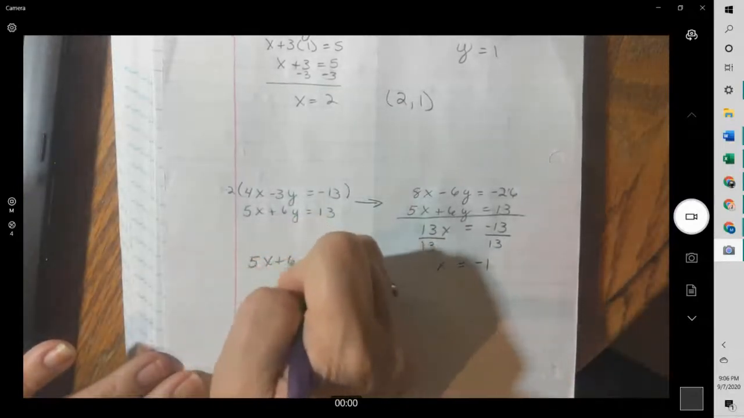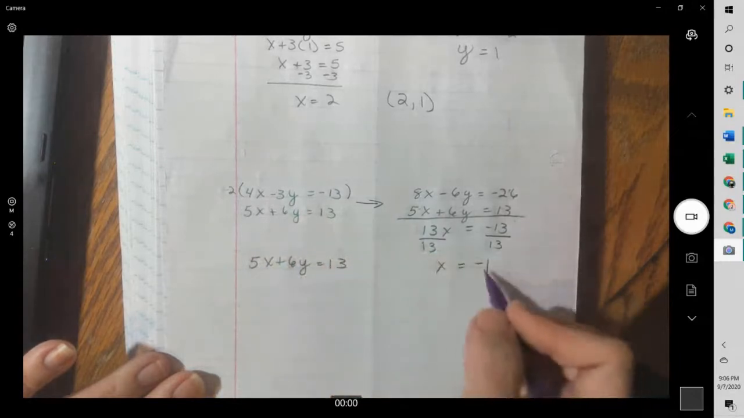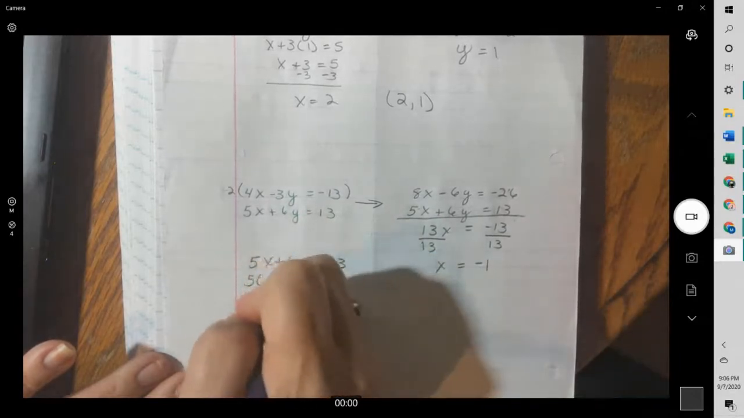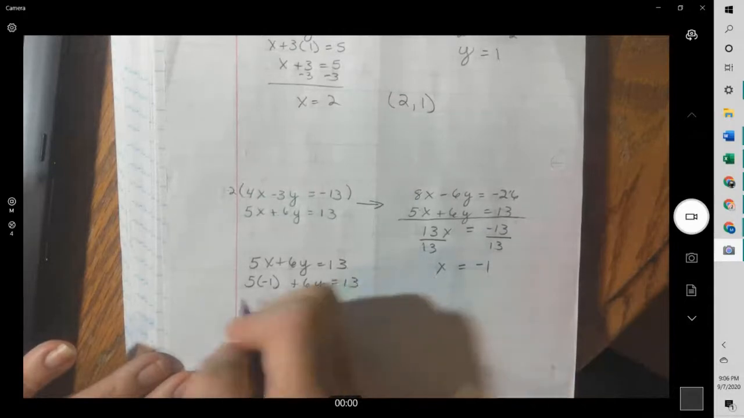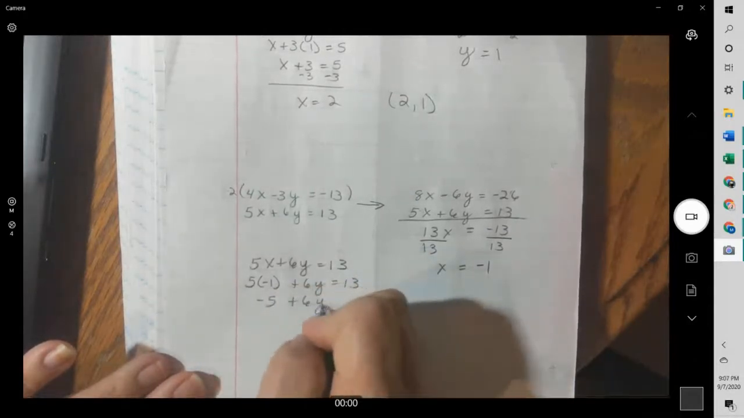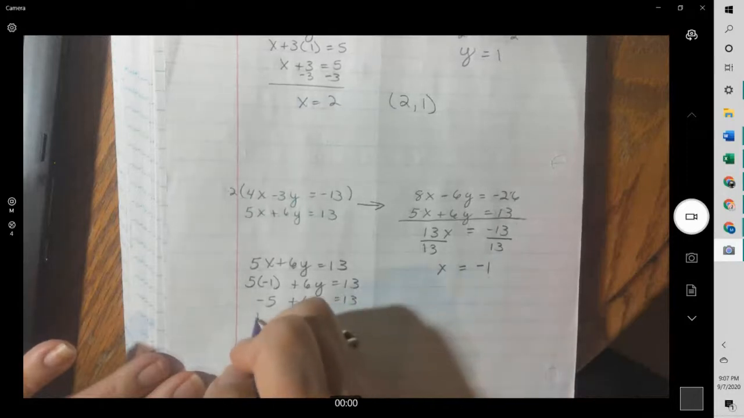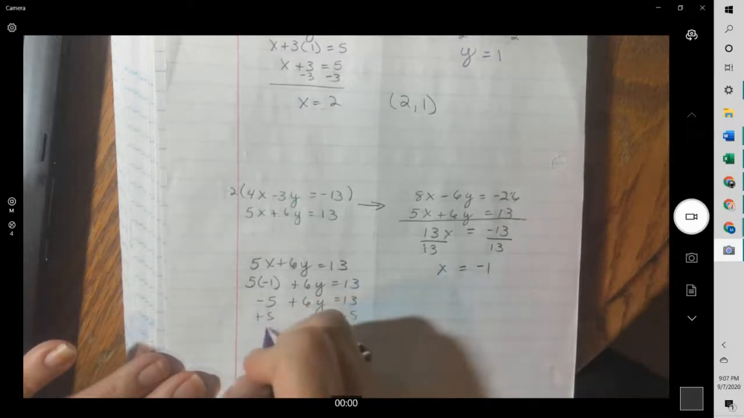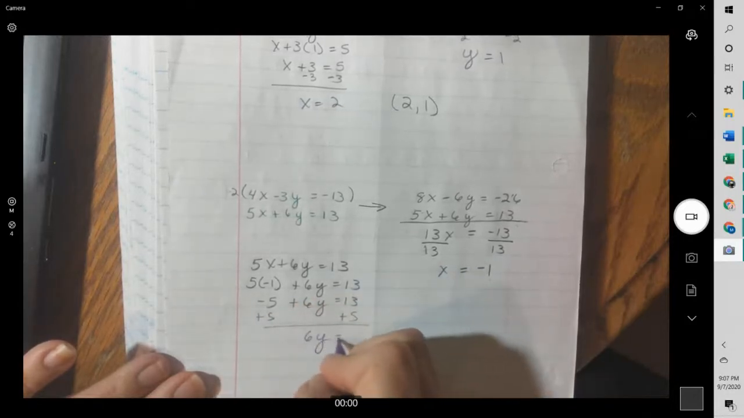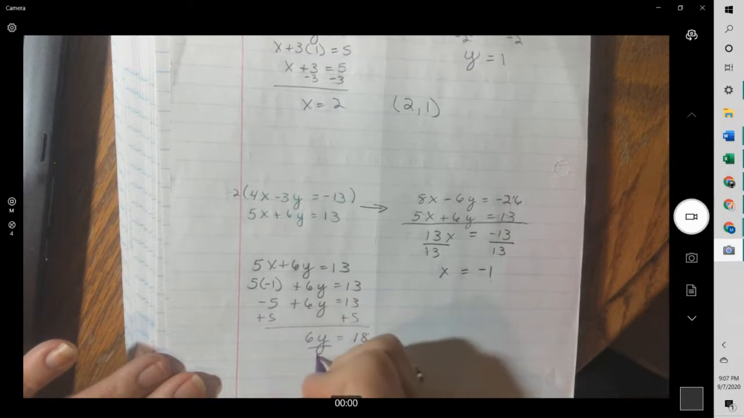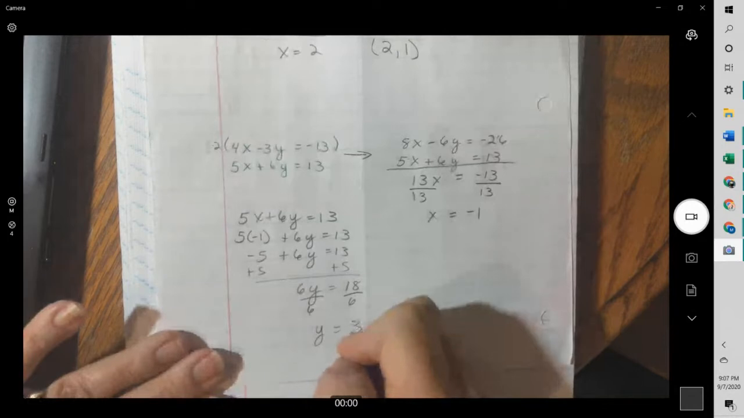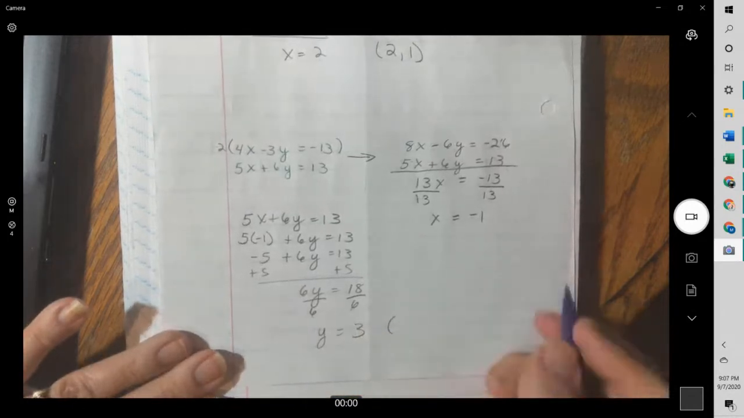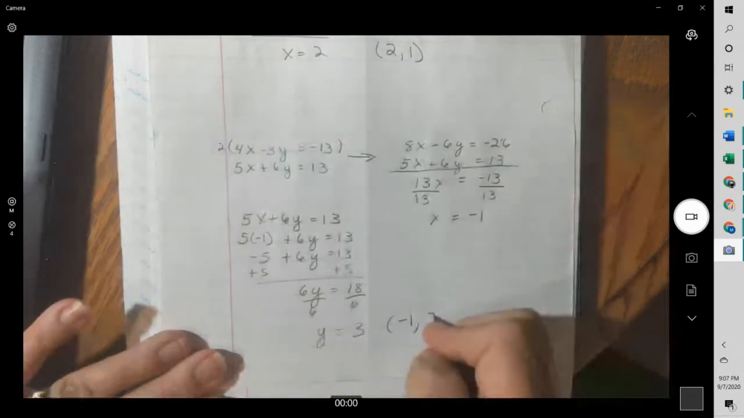5x plus 6y equals 13. I know x is a negative 1. 5 times negative 1 is a negative 5. Add it to the other side. And divide by 6. So our answer is x first, negative 1, 3.